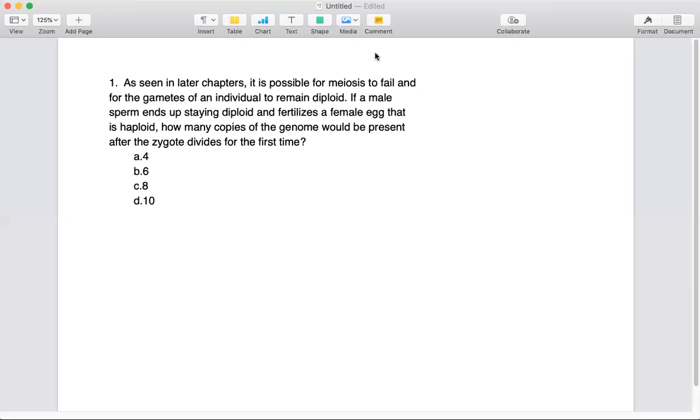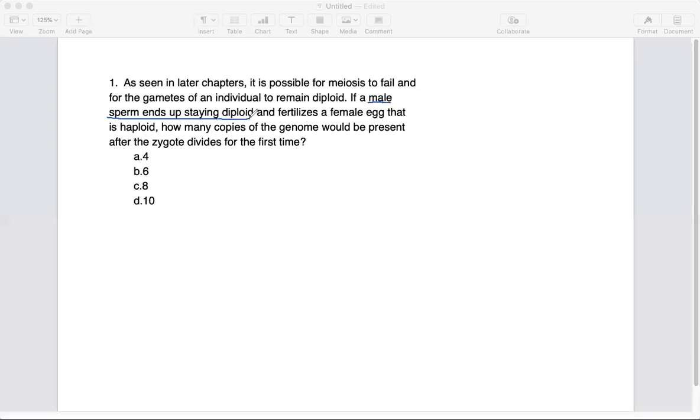The question here states that we have our male sperm and it stays as a diploid and it fertilizes a female egg. I'm going to put this in a green box here. We fertilize a female egg that is haploid. Okay, so let's do that one first.